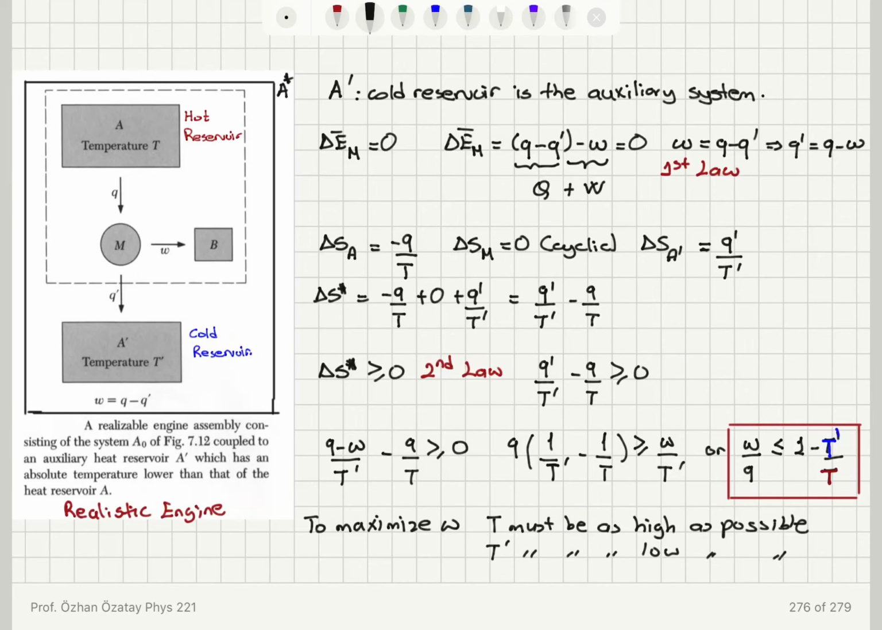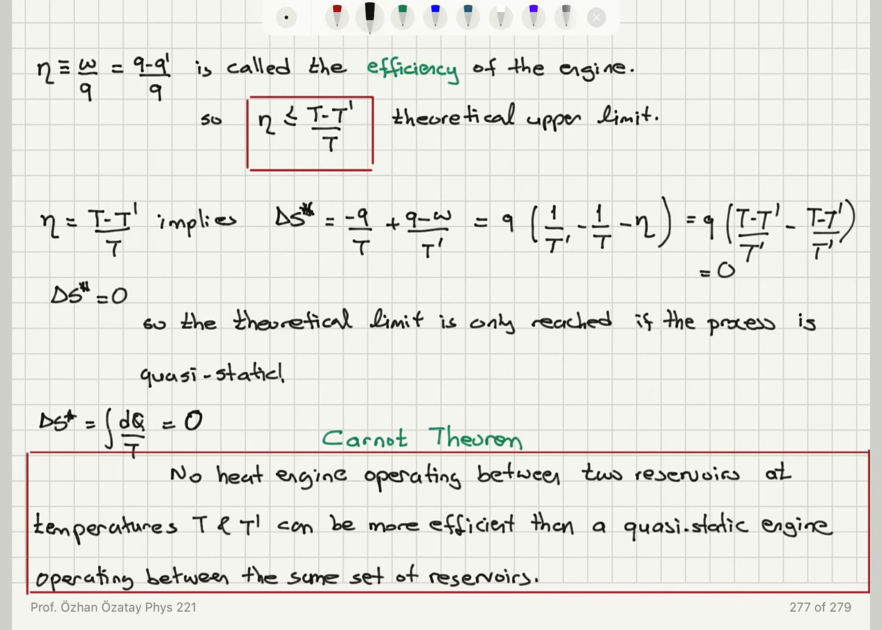So the temperature T of the hot reservoir must be as high as possible, and T prime must be as low as possible, in order to have the maximum work output from such an engine when designing an engine. This ratio, the useful output work divided by the amount of heat that we have to absorb from the hot reservoir, is called the efficiency, and the efficiency has this upper limit, T minus T prime over T, where T is again the hot temperature reservoir, and T prime is the cold temperature reservoir.